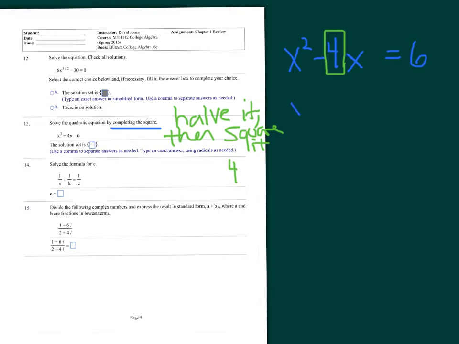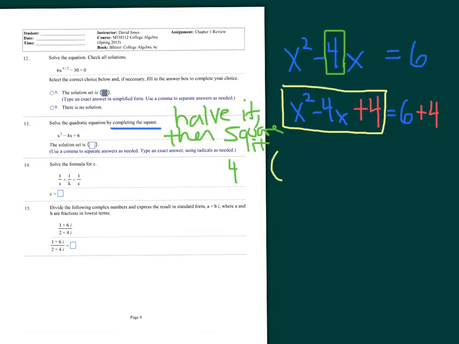So this is going to be x squared minus 4x. And then we are adding 4. That's going to complete the square, equals 6. And then we've got to add 4 there also. If we add 4 to the left, we've got to add 4 to the right also. And the way this is going to help out is because if we wanted to factor this trinomial on the left, put our 2 parentheses, we've got 10 on the right side.